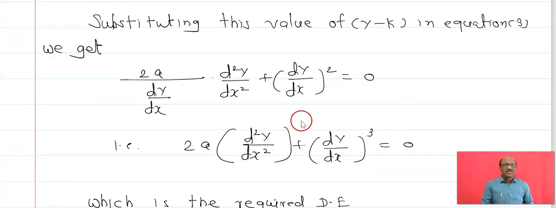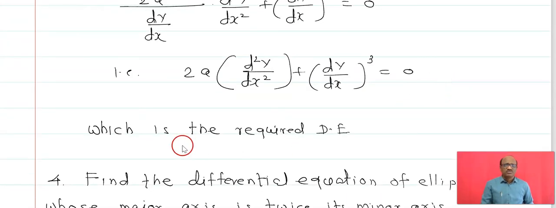And again, after simplifying, that is 2a into dy by dx. This dy by dx will multiply to this (dy by dx) whole square, that will become (dy by dx) whole cube upon dy by dx, and overall that's equals to 0. Which is the required differential equation, that is 2a (d2y by dx square) plus (dy by dx) whole cube, that's equals to 0.